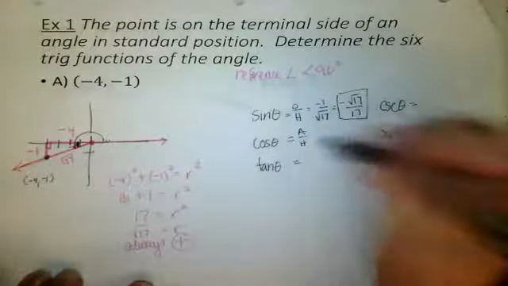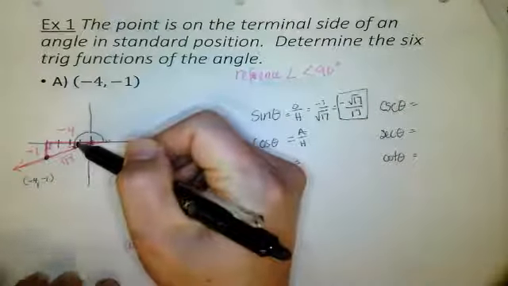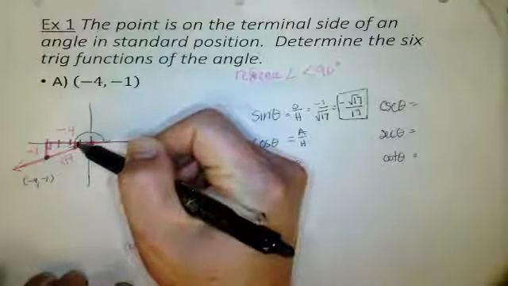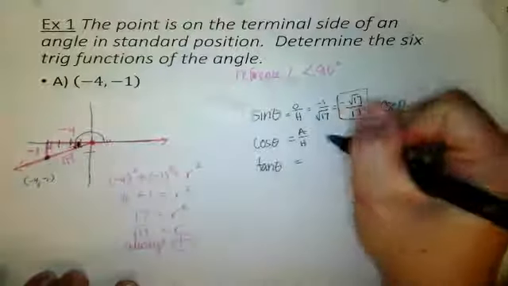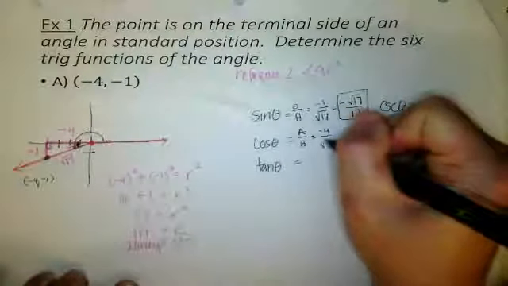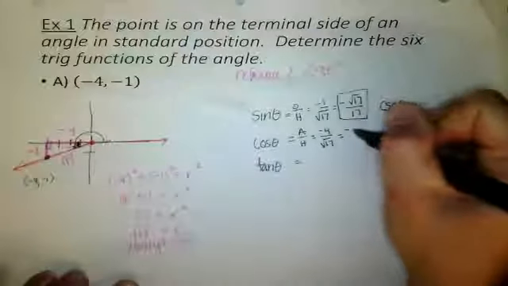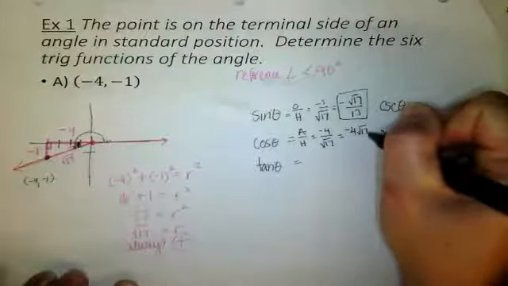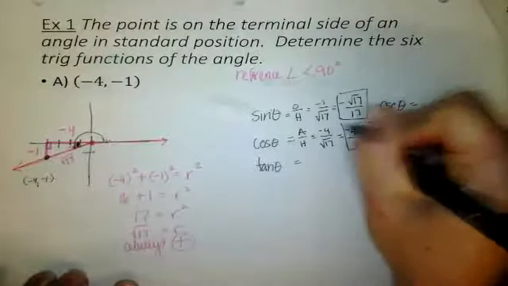Cosine is adjacent over hypotenuse. And again, we're referencing this angle closest to the origin. So the adjacent side would be negative 4 over our radical 17, which would rationalize to be negative 4 radical 17 over 17.